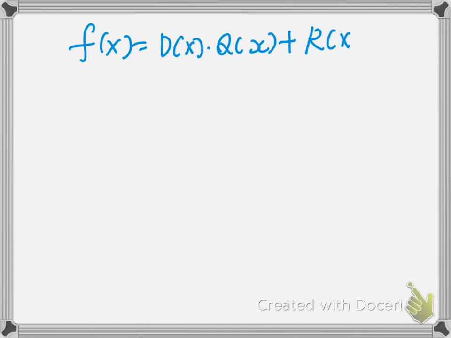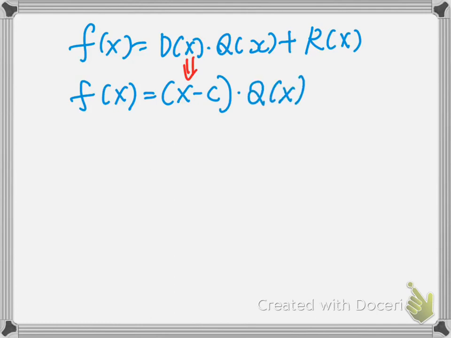Now let's look at a property. We know f(x) is d(x) times q(x) plus r(x). If d(x) is x minus c, we replace d(x) by x minus c, so f(x) is (x minus c) times q(x) plus r(x), and r(x) is a number.